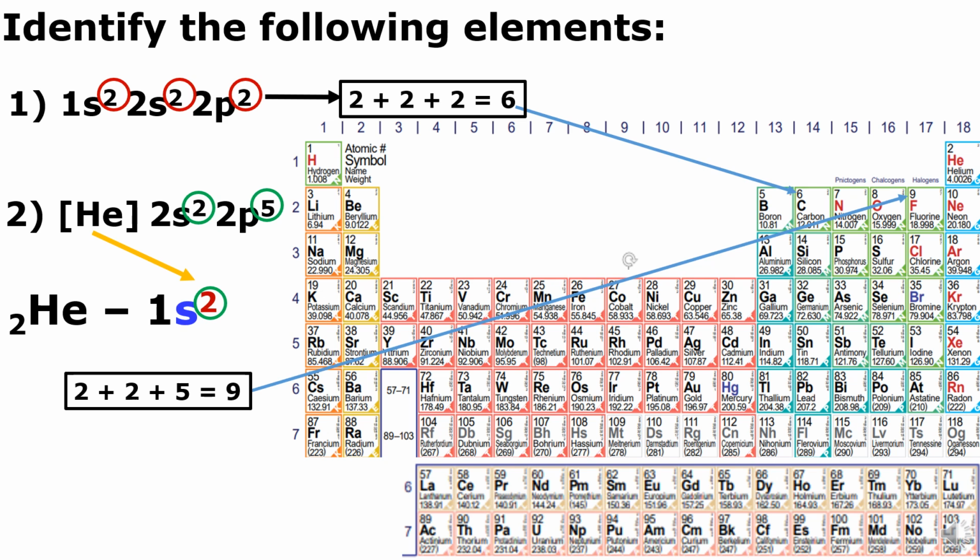Question number 2 has a noble gas electron configuration. Therefore, first we need to find the number of electrons in that noble gas. In this case, it is helium and it has 2 electrons. Then count the number of electrons: 2 plus 2 plus 5 equals 9. Therefore, the element should be fluorine.